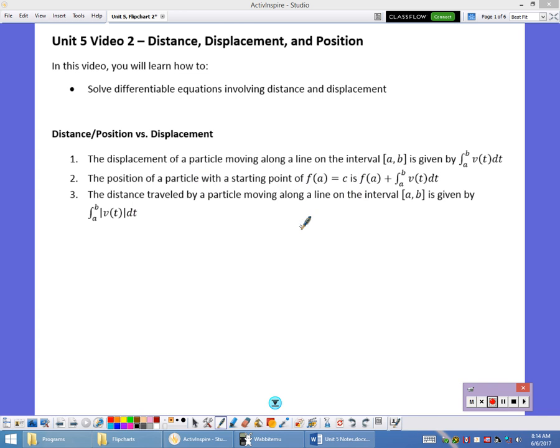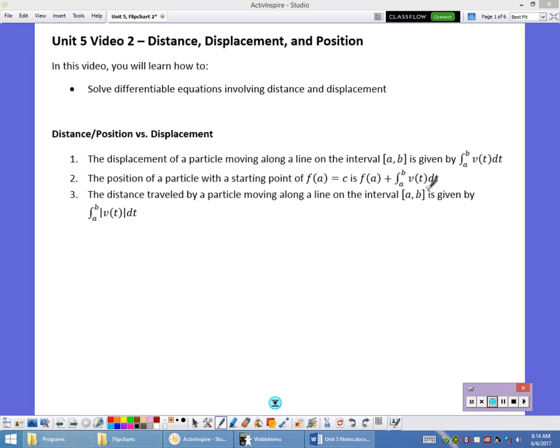Welcome back. In this video, we're going to explore the concept of distance traveled, displacement, and position. If we're looking for the displacement of a particle that's moving in rectilinear motion, we're going to take the integral from a to b of the velocity. If we're looking for the position, we have to consider the starting point. So you have to start with the starting point plus the displacement.